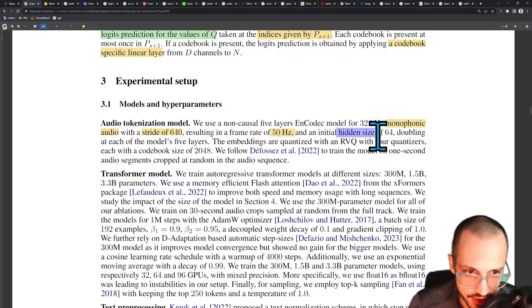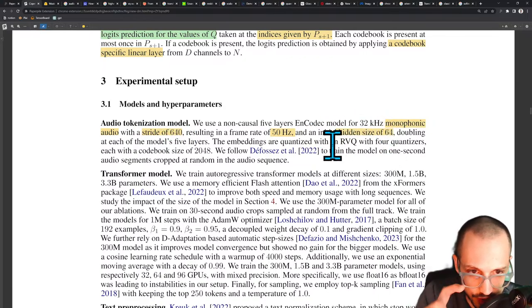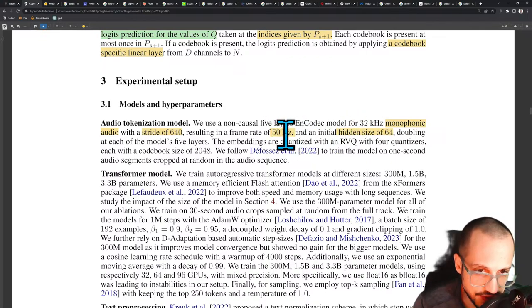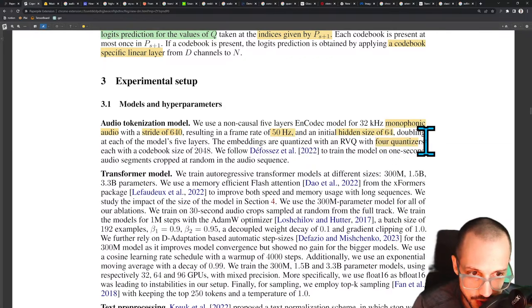Okay, so this is kind of the depth. So even though you only have 50 numbers now instead of 32,000 numbers, those 32,000 numbers were each just a single float, but now you have 50 numbers, which each has a size of 64, doubling at each of the model's five layers. The embeddings are quantized with RVQ with four quantizers, so four quantization levels. And then the final size of the codebook, right? So how many words are there in this alien dictionary? It's 2048.